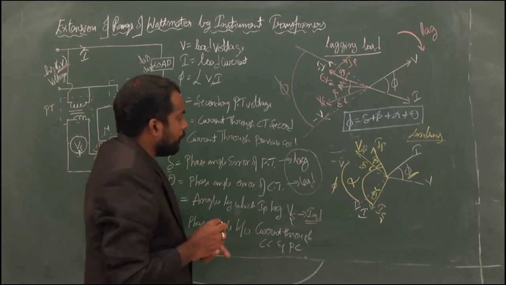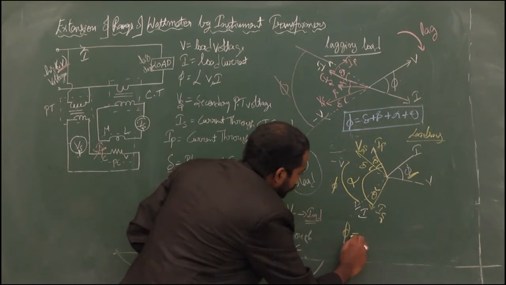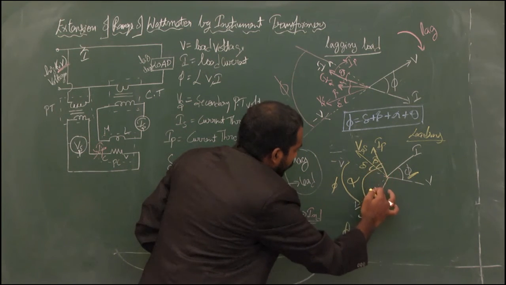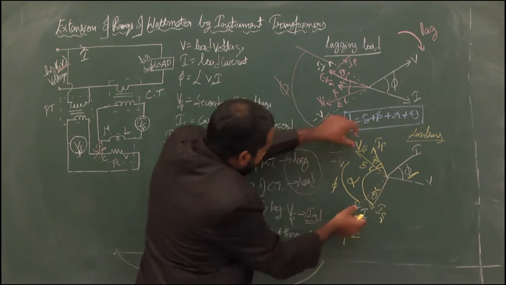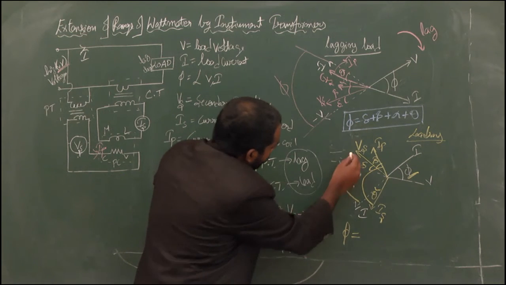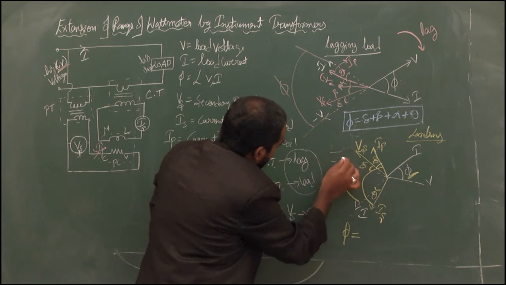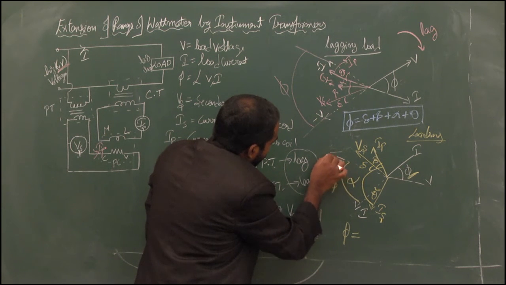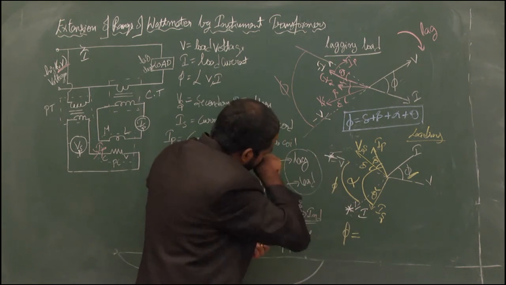Now what is the formula for phi from this condition? Phi is equal to the total phase angle difference. This is nothing but the total phase angle difference. We want this value, see clearly, which means the phase angle between voltage and current. We want the phase angle between voltage and current.